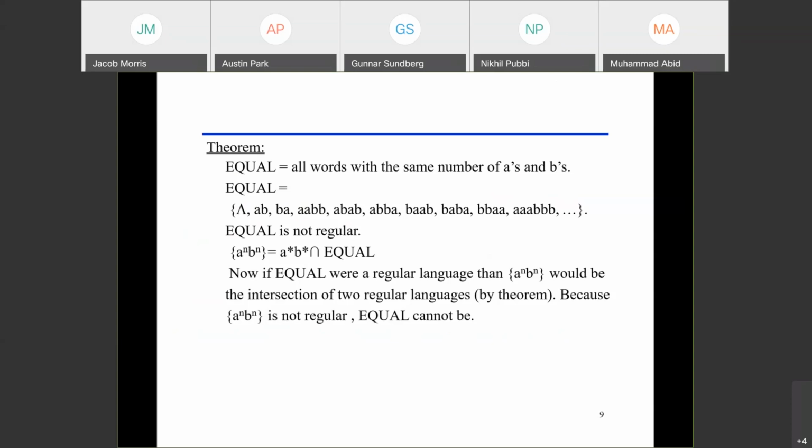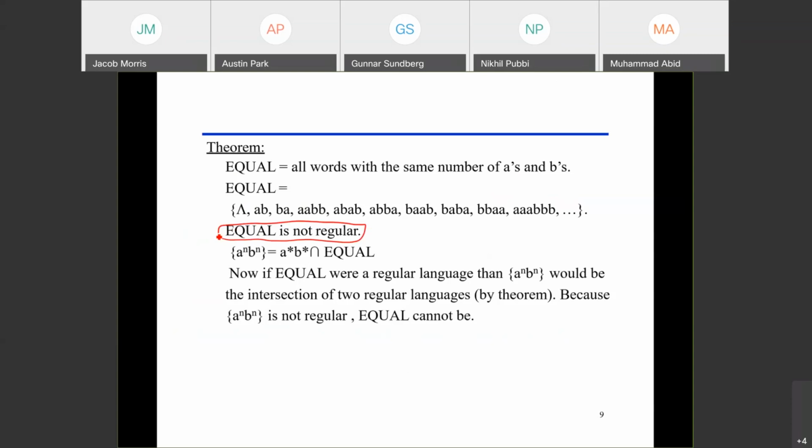Whenever you count, if it has 2 a's, it should have 2 b's. If it has 3 a's, it should have 3 b's. But the order does not matter. It can start with a, it can start with b, it can end with a, it can end with b. A or B can come anywhere in the word. Now EQUAL is a non-regular language. So now we know that EQUAL is not regular.